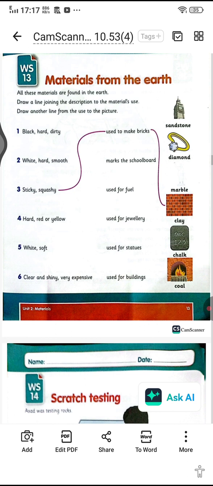All the materials are found in the earth. Draw a line joining the description to the material used. Draw another line from the use to the picture. Here some hints or qualities are given, uses are given, and the name of the material is also given, and we have to match according to it.